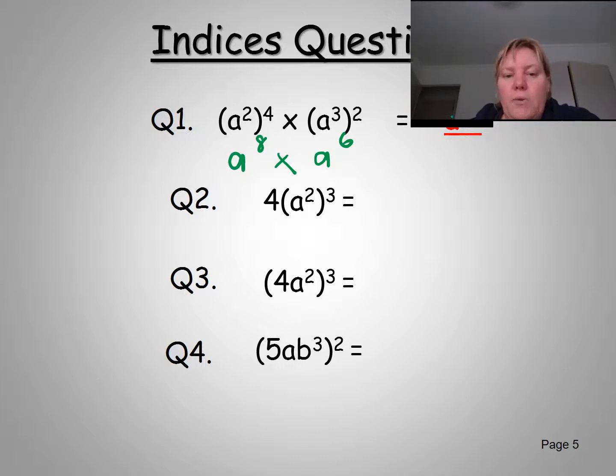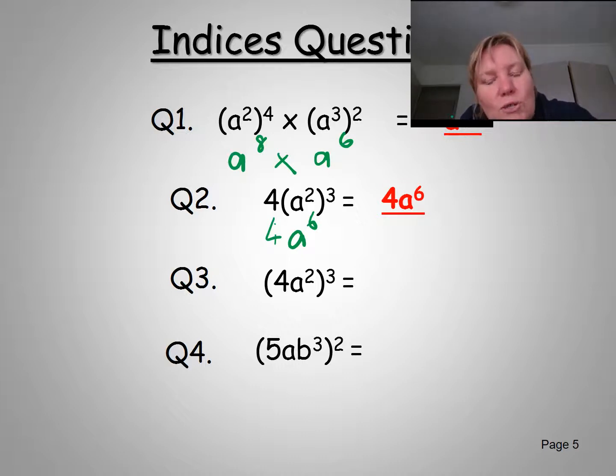Now, with question 2, that 4's on the outside. So we know with BEDMAS, you deal with the brackety stuff first, and then you deal with everything else. So I'm going to deal with this power first. A squared to the power of 3 is a2, a2, a2, which is a6. And then it's just multiplied by 4 in the front. So there she is.